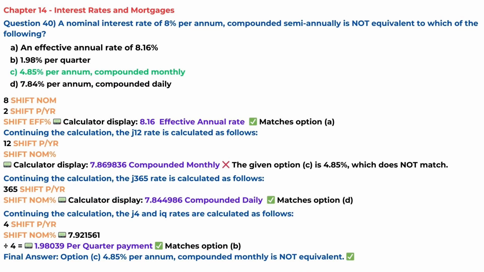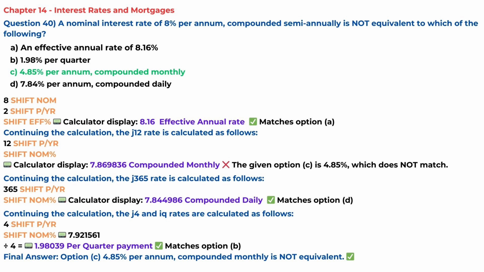$328,192. Question 40. A nominal interest rate of 8% per annum, compounded semi-annually, is not equivalent to which of the following? 8, Shift NOM, 2, Shift P/YR, Shift Effective. Calculator display 8.16. Effective annual rate matches option A.